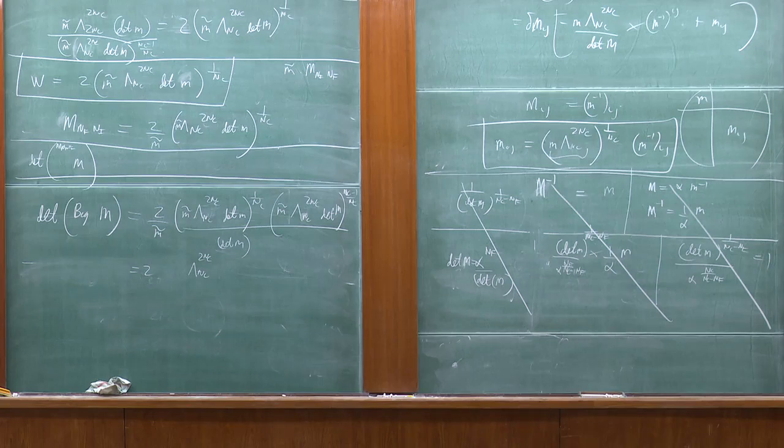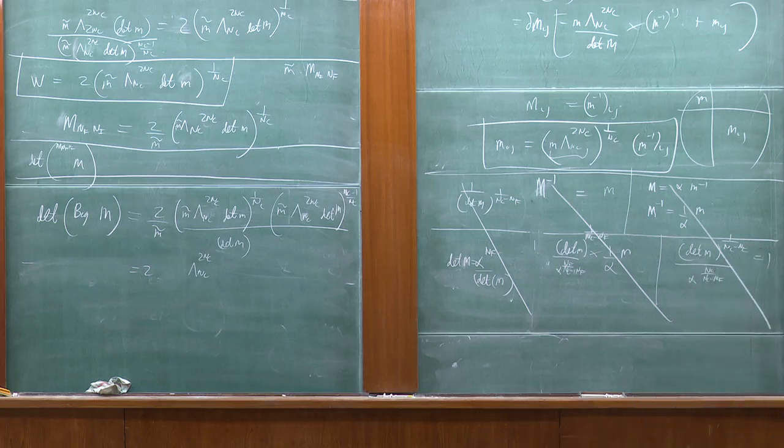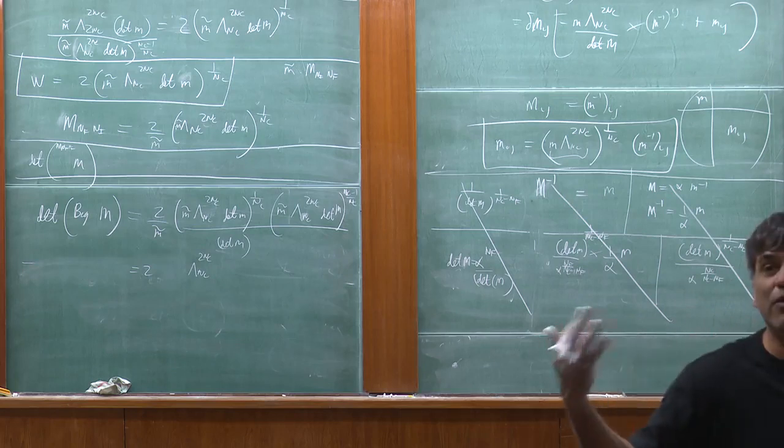Notice we had many parameters in the game. We had little m tilde, we had this mass matrix m. All of them cancelled out in the final result and gave us a particular number, which is lambda nc to the power 2n square. Okay. So, this is a configuration, presumably, in which the b and b tilde are 0. And so it obeys our original conjecture.